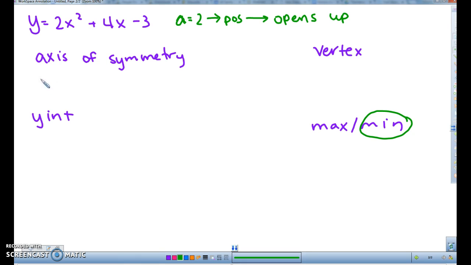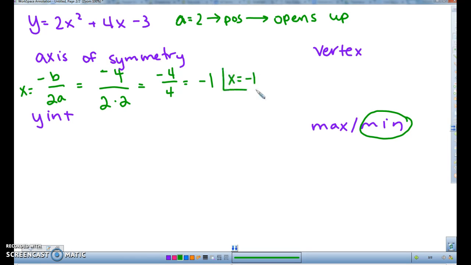For our axis of symmetry, we need negative b over 2a as our formula, and that's equal to x. So we'll start plugging some stuff in. We'll plug in negative times 4, because 4 is b, over 2 times a, which is another 2. So we have negative 4 over 4, which simplifies to negative 1, right? So our axis of symmetry is going to be x equals negative 1, and we can box that in as our answer.